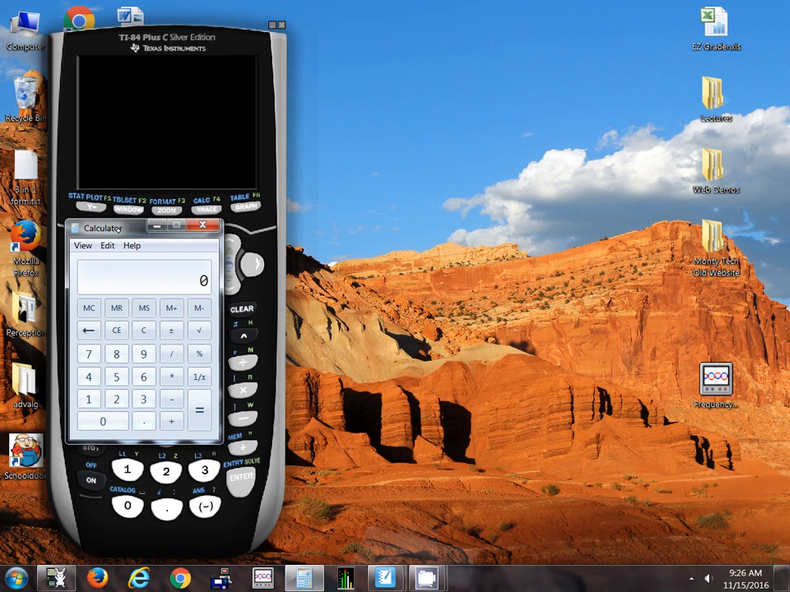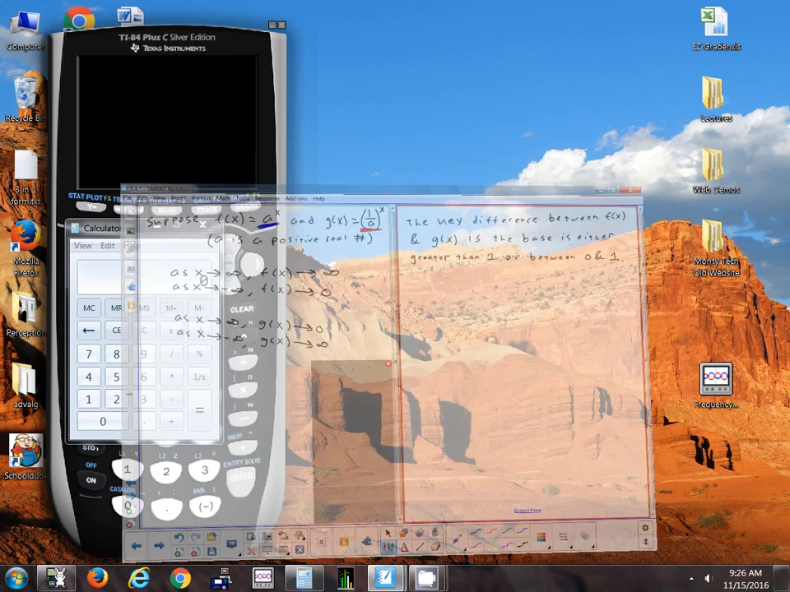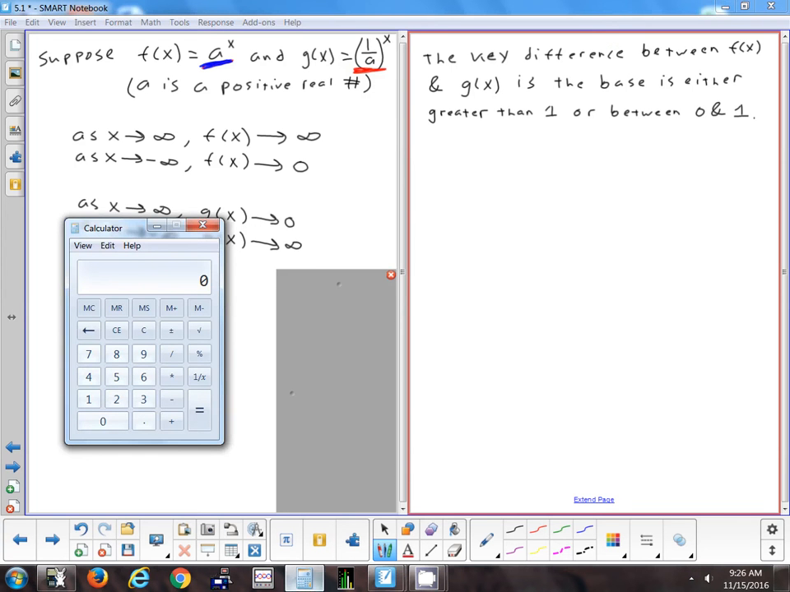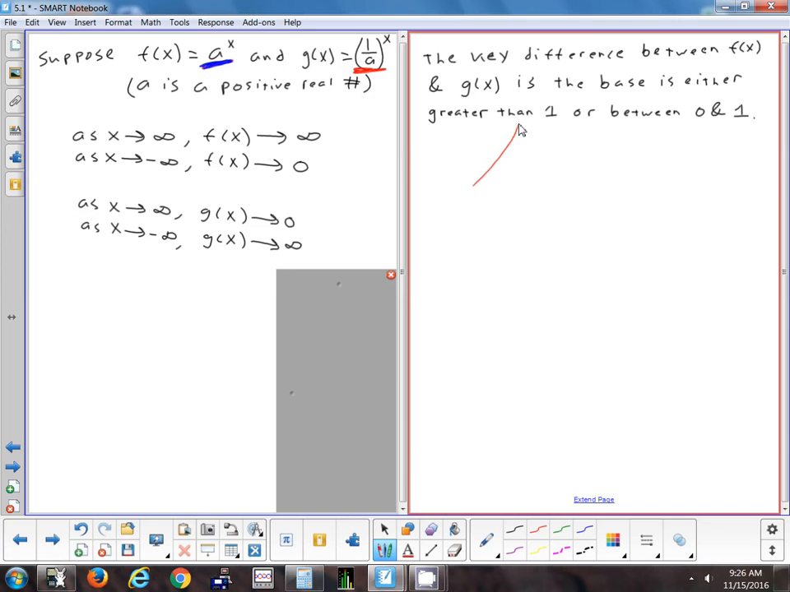Okay, take a number like 0.4. And now keep multiplying 0.4 times itself. It's not growing. It's decaying. It's going to get smaller and smaller. So that's the key difference. Greater than 1, you get growth. If your base is between 0 and 1, you get decay.